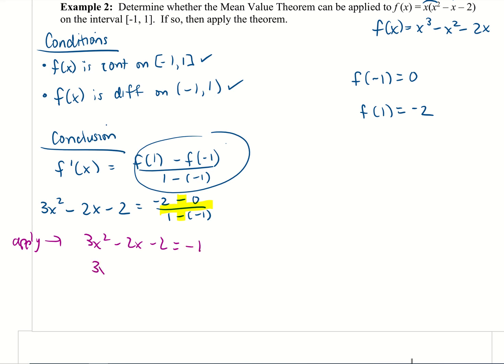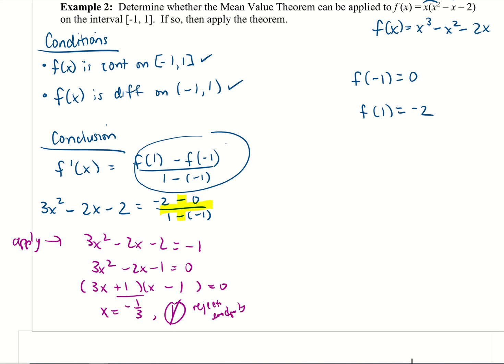So then if I solve that, I'll move that negative 1 over, factor. I'm thinking like that. And so then x, or if we wanted, we could be using c as the input. These are the values of x. So when I'm applying it, I'm finding the input values. We could call that c, we could call that x. Well, keep in mind, we would have to reject any endpoints, and that happens a fair amount of the time. So really, my answer here is negative 1/3.